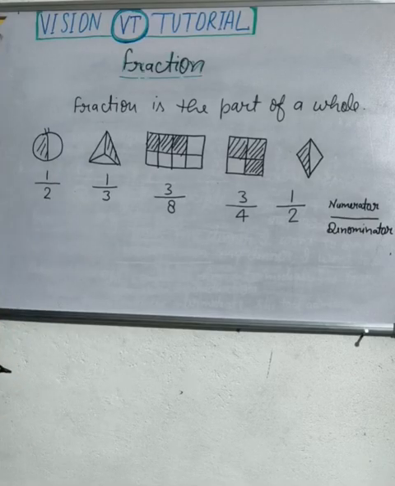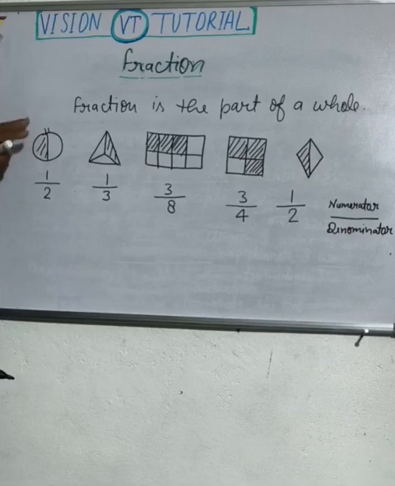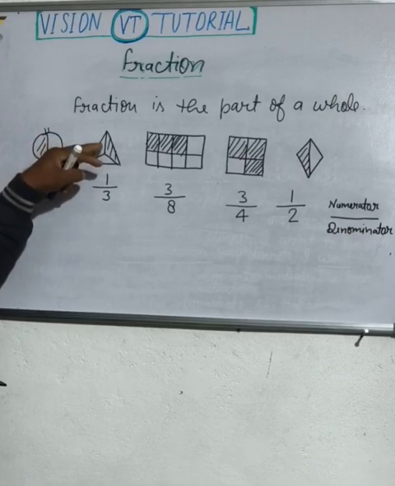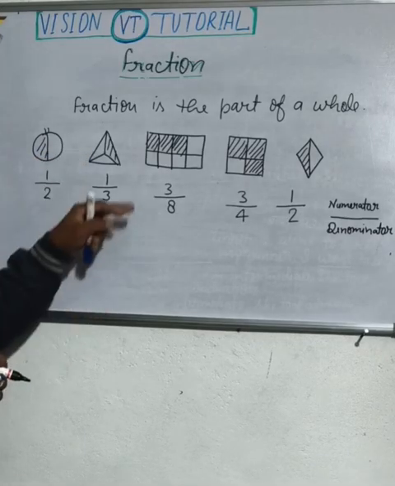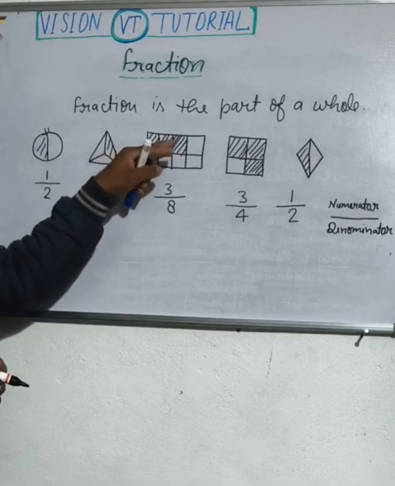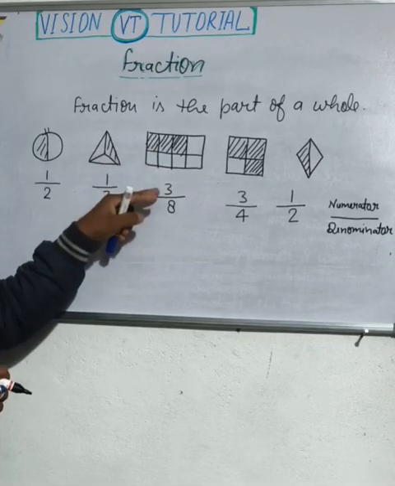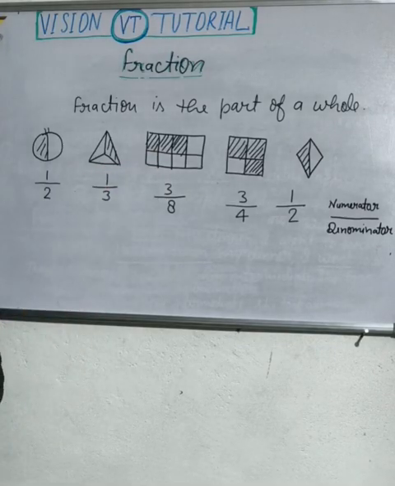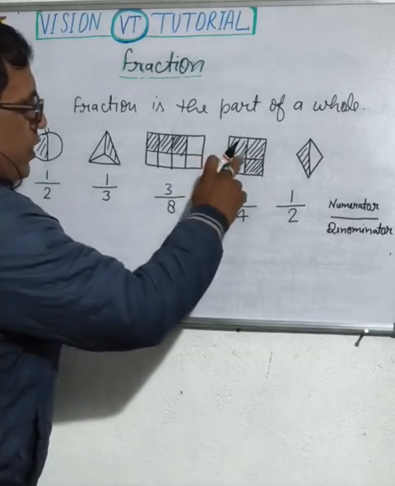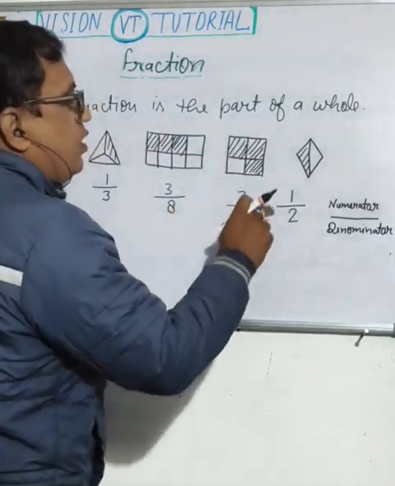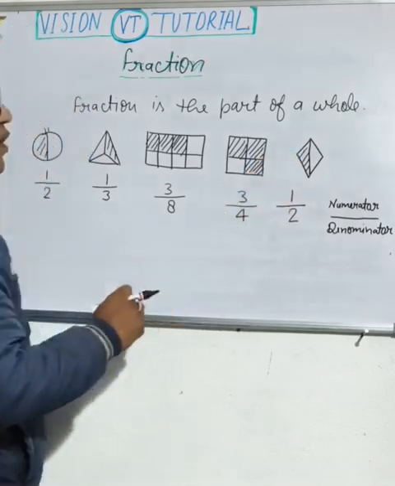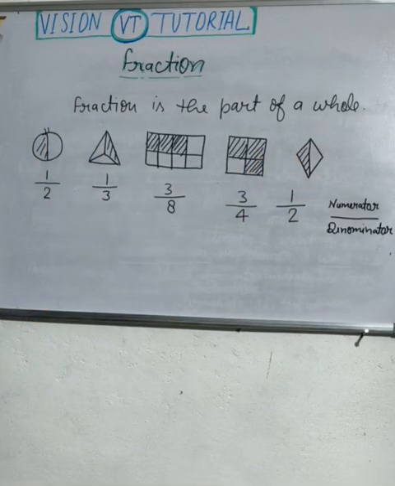Okay. Suppose I have taken 2 parts out of 2, it will be 2 upon 2. 2 upon 2 means whole. If I have taken 3 out of 3, it will be 3 upon 3. 3 upon 3 will be called whole. And here, if I have taken 8 out of 8, it will be 8 upon 8, and 8 upon 8 is a whole. And here, if I have taken 4 out of 4, it will be 4 upon 4. This is also whole. And if I have taken 2 out of 2, it will also be 2 upon 2. That is a whole.